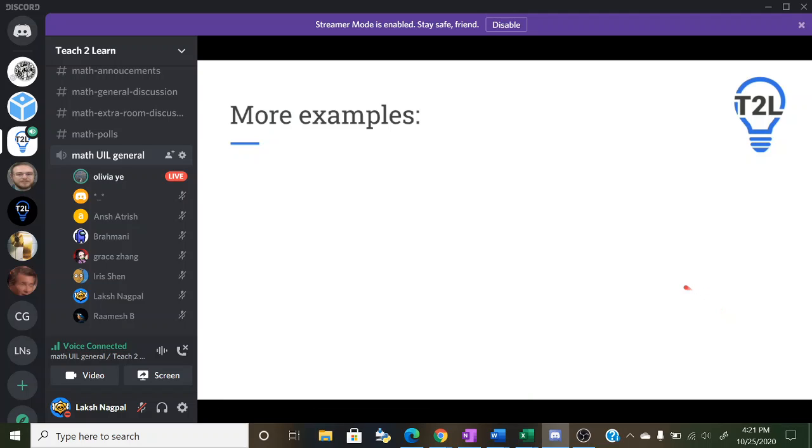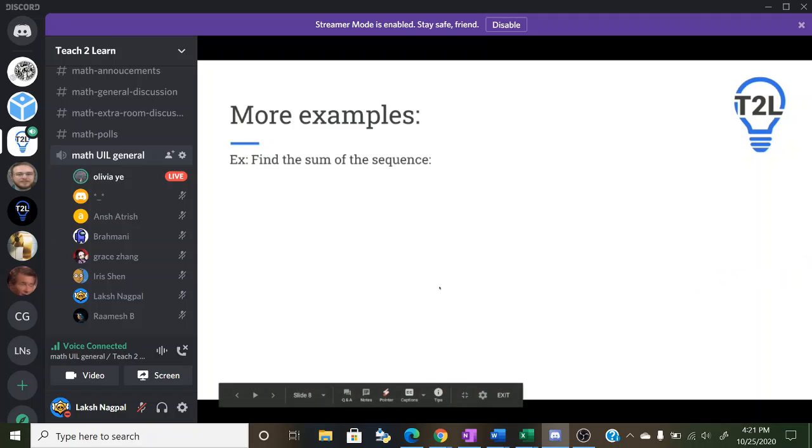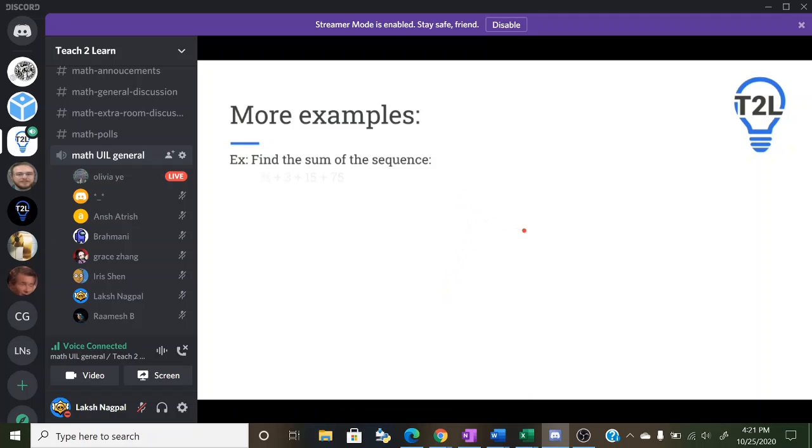Okay, so here are more examples. I'm going to let you try this on your own first and see if you can do it. 3/5 plus 3 plus 15 plus 75. Give it a shot and see if you can figure it out. If you need me to go back to the formula, let me know and I can do that.